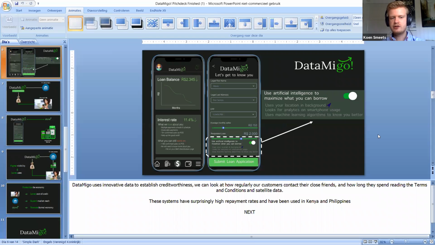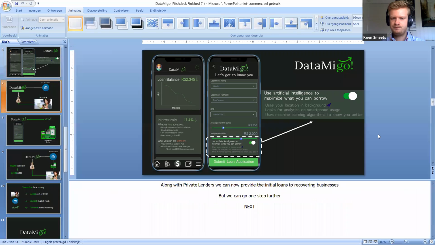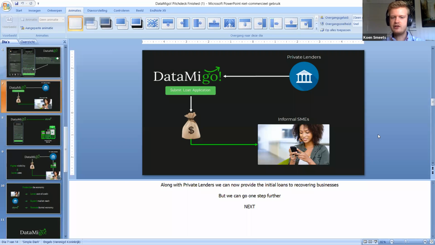Data Miguel uses innovative data to establish creditworthiness. We can look, for instance, at how regularly our customers contact their close friends and how long they spend reading the terms and conditions, in satellite data. These systems have surprisingly high repayment rates and have been used in Kenya and the Philippines. Along with private lenders, we can now provide initial loans to recovering businesses, but we can go one step further.